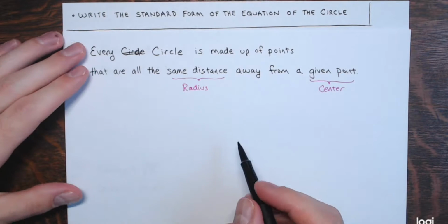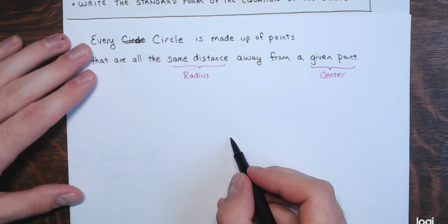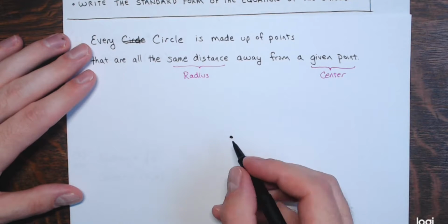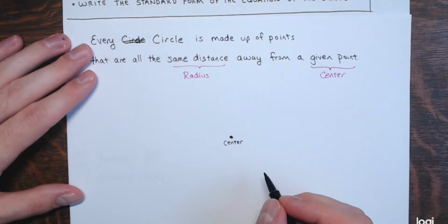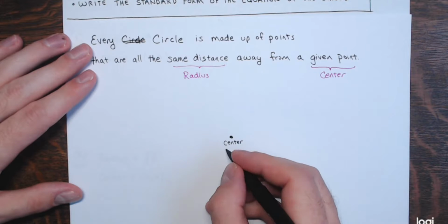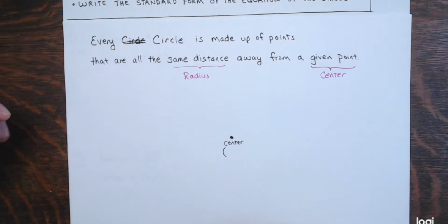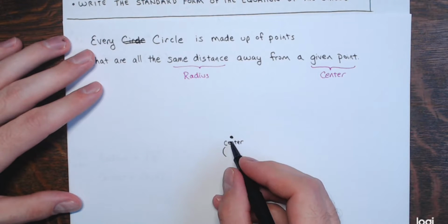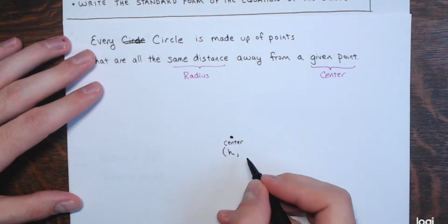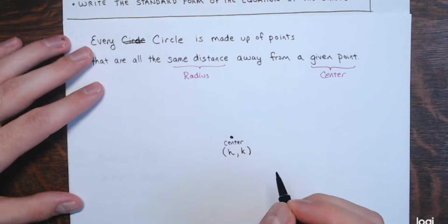Okay, so here's the coordinate plane. Say this point is the center, and let's give it some coordinates. It has an x coordinate and a y coordinate. Now in this particular text, and in most texts that you come across, the x coordinate of the center will be labeled by h, comma, and then the y coordinate of the center will be labeled k.